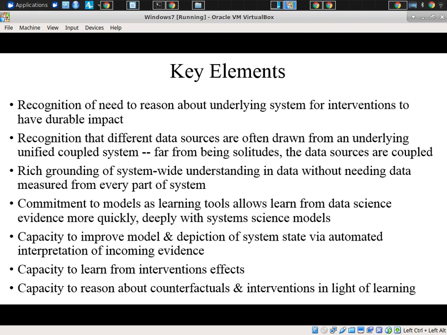And when we're in a new data collection, we have new data from the world following an intervention, we want to be able to learn and ground the model in that context effectively. The capacity to improve the model, much of that can be automated. And a growing amount of grounding a model structure can be automated.